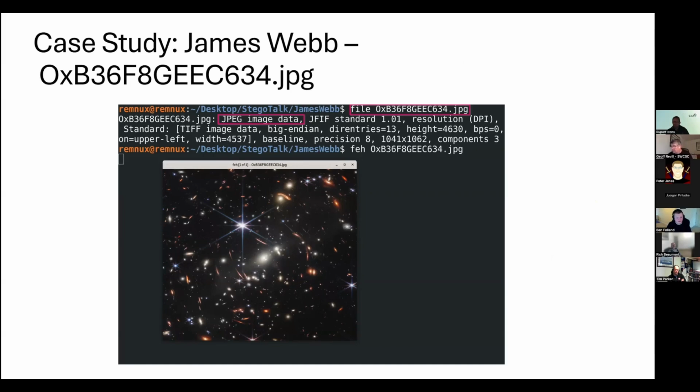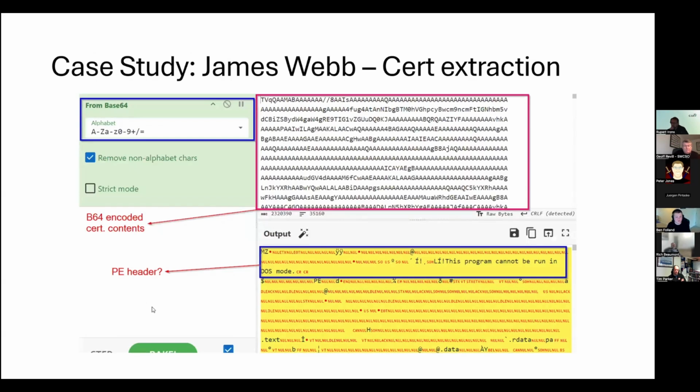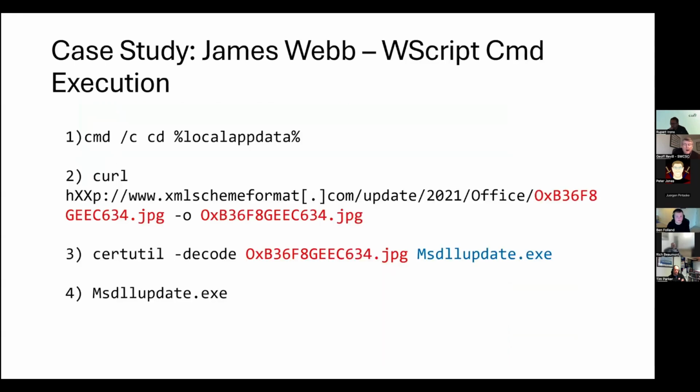However, it does. We can open up this image and scroll through it, and we can see a big chunk of text, which is actually base64 encoded. We can use a tool called CyberChef, which was created by the folks at GCHQ, to decode this. We can decode this base64 to extract the executable which was embedded within the file, this msdll update.exe.